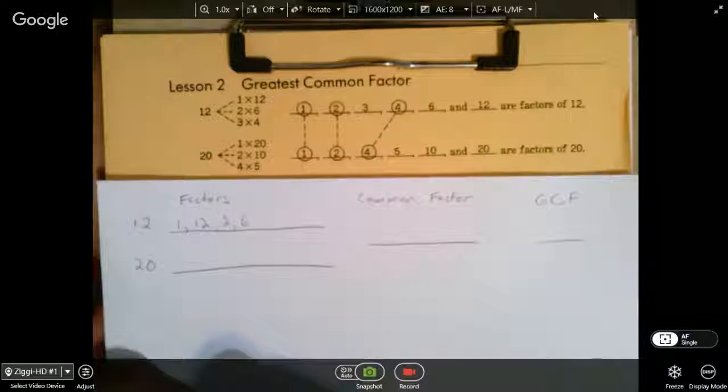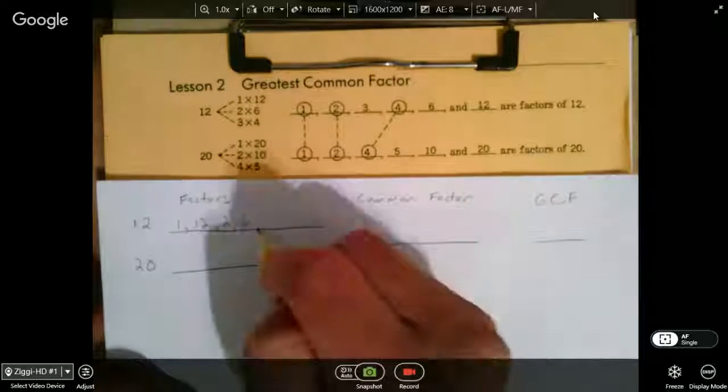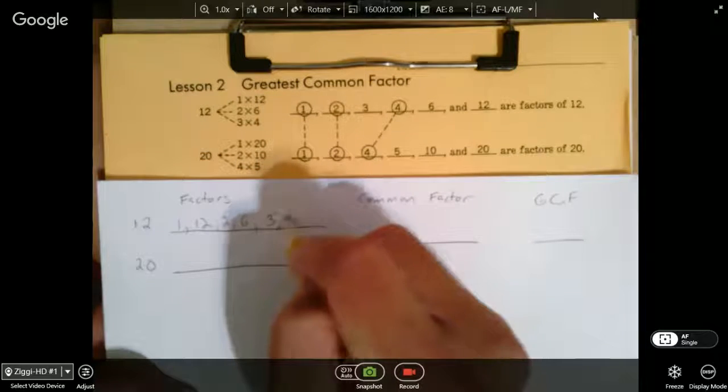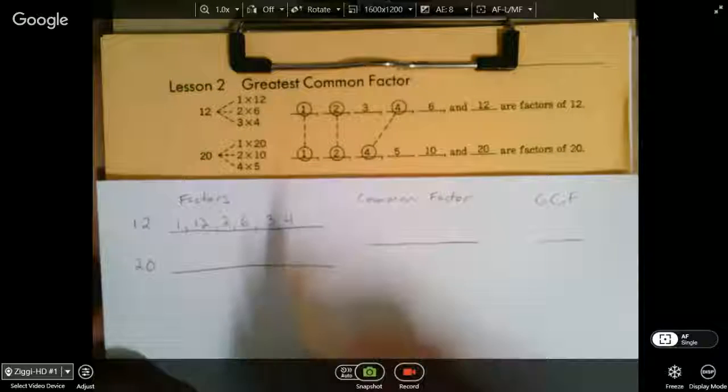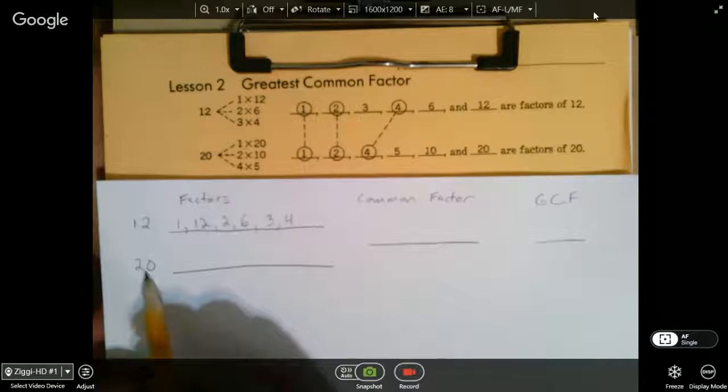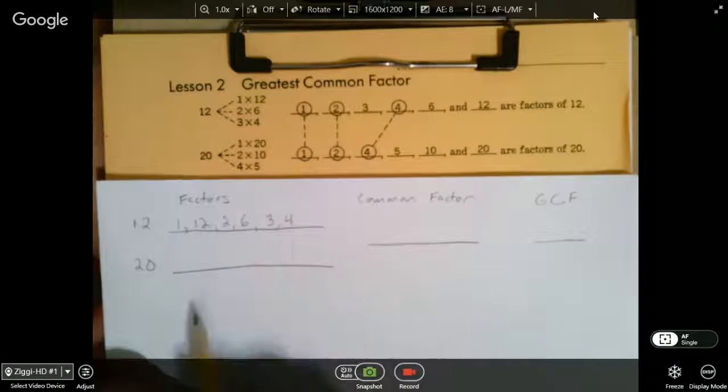Move up to the next one, 3. 3 times 4 gives you 12. So write 3 and 4. Move up to the next one, 4. 4 times 3. Oh, that's a repeat, so you stop. And that's your list of factors for 12.